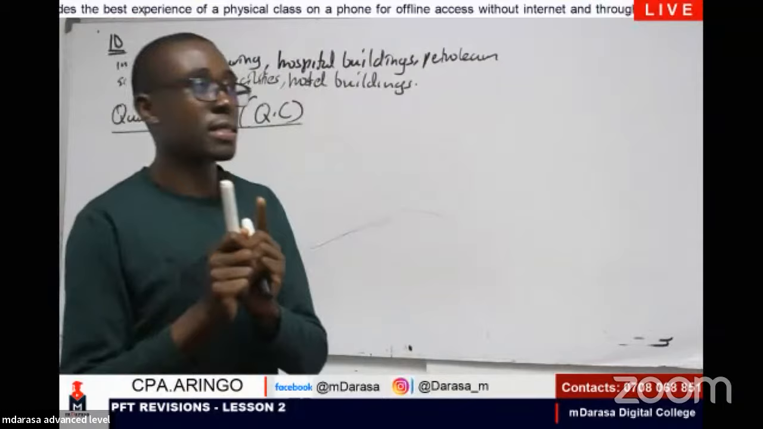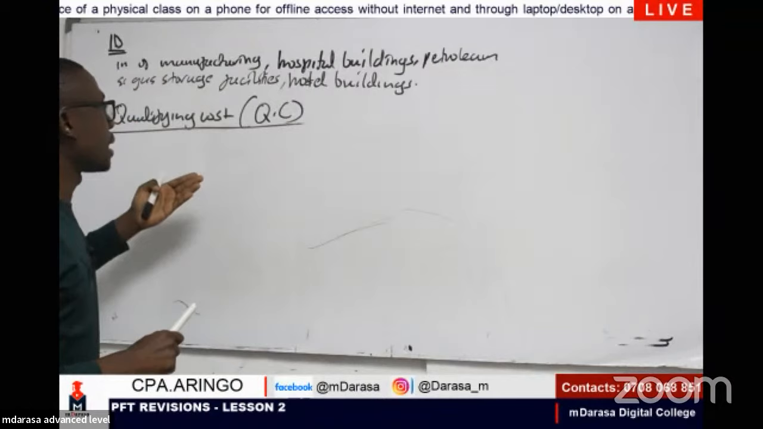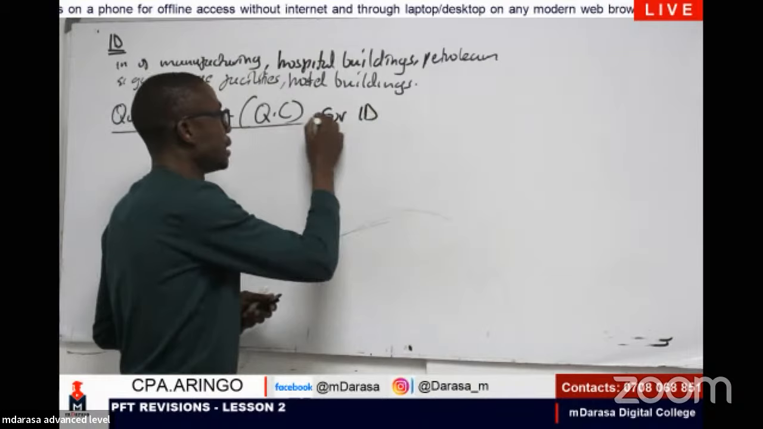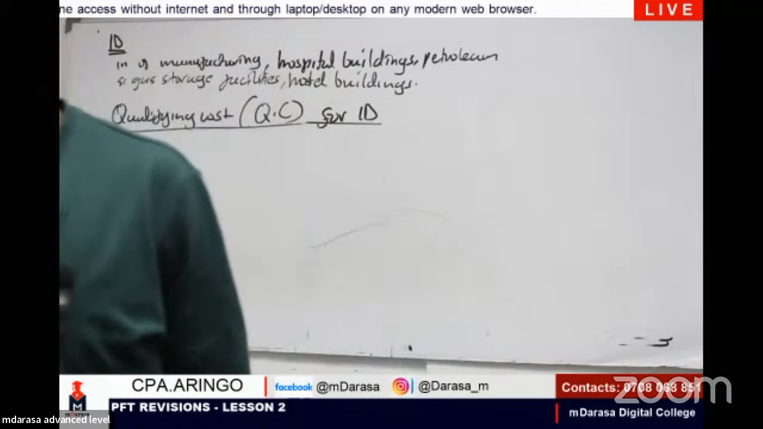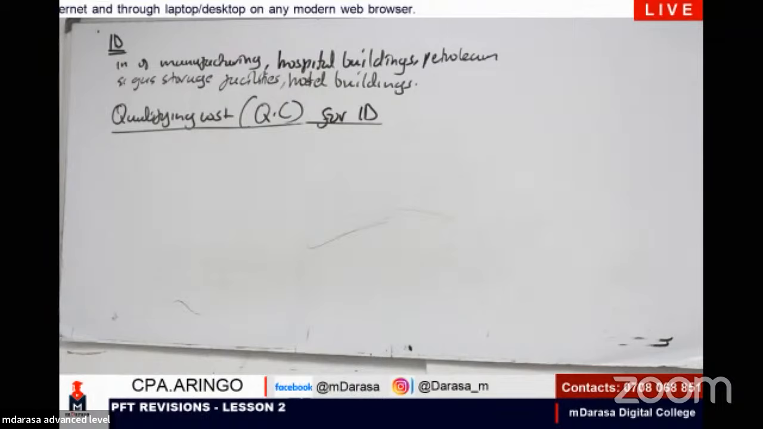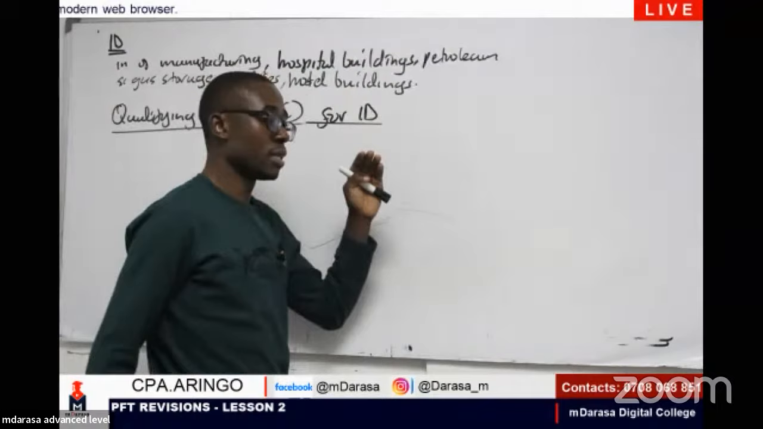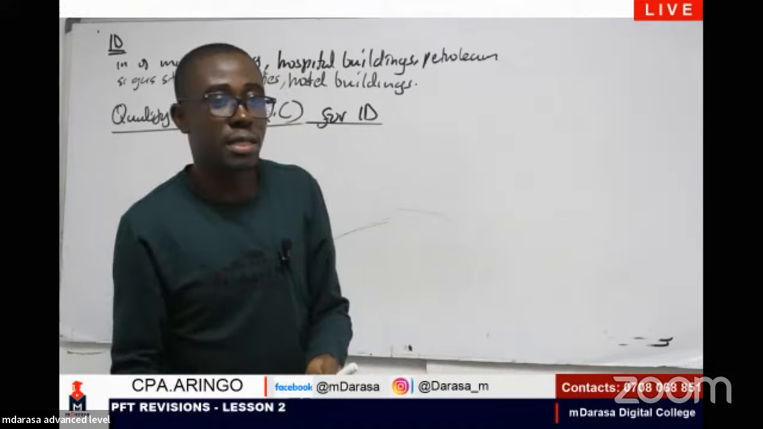Now, once you have understood that stage, let us look at the qualifying cost for ID, the costs that are going to be subjected to capital allowance in the sense of investment deduction. You understand now what a qualifying cost is, so the next step is for us to understand the qualifying cost for ID.